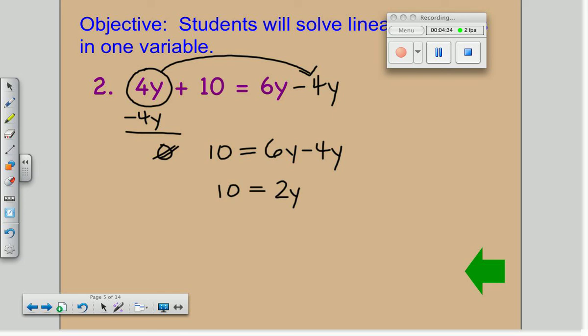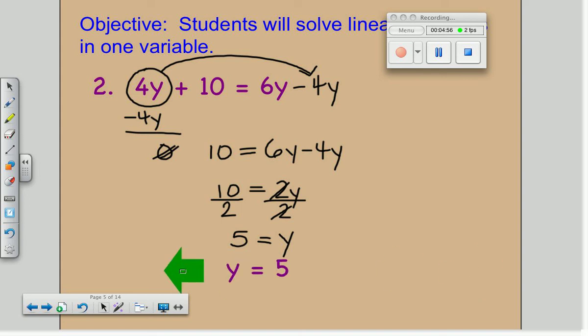I need to get rid of my 2 that's with my y. This says 2 times y. In order to get rid of multiplication, we divide. If you divide on one side, you have to divide the other. In order to get rid of the 2, I divide by 2. Then that means I have to divide by 2 here as well. 2 divided by 2 is 1, so that's y by itself. And 10 divided by 2 is 5. So, in this case, y is 5. Okay?